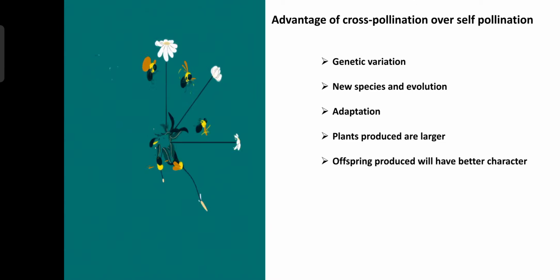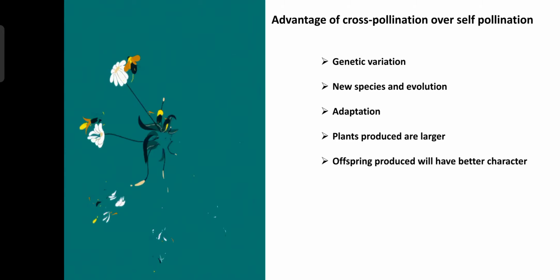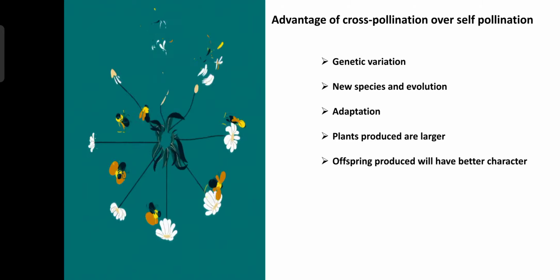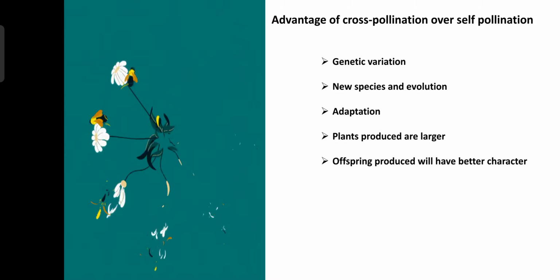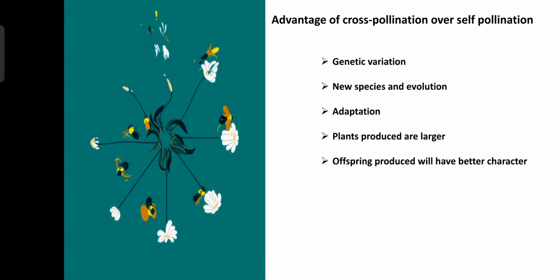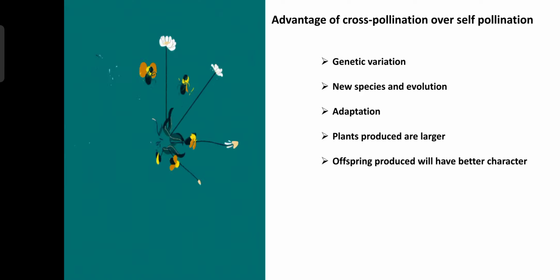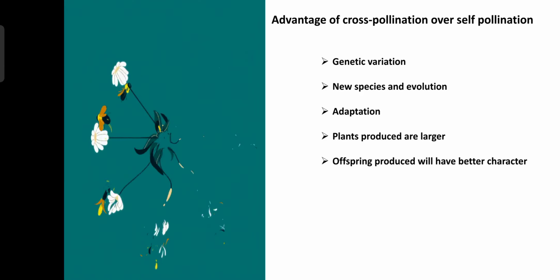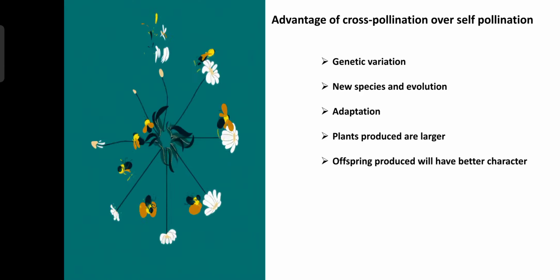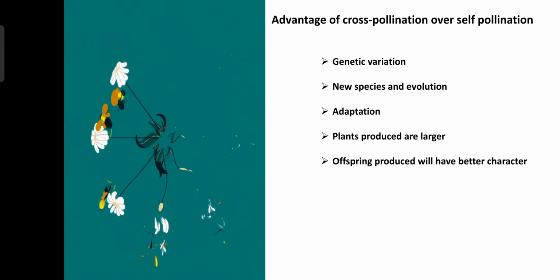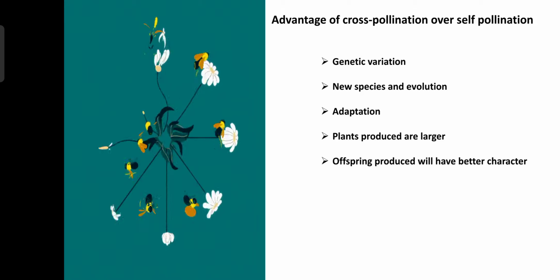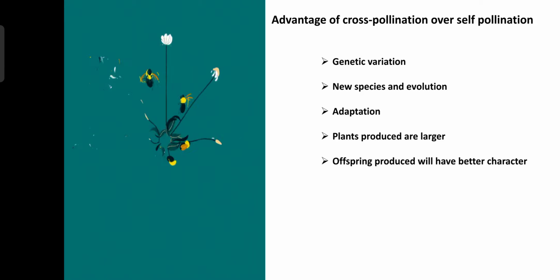So if you summarize the advantages of cross-pollination over self-pollination, cross-pollination brings genetic variation in the offspring. It leads to the origin of new species and its evolution. The offspring will have a rich adaptability towards the changing environment. The plants produced are usually larger and the offspring produced will have a better character.